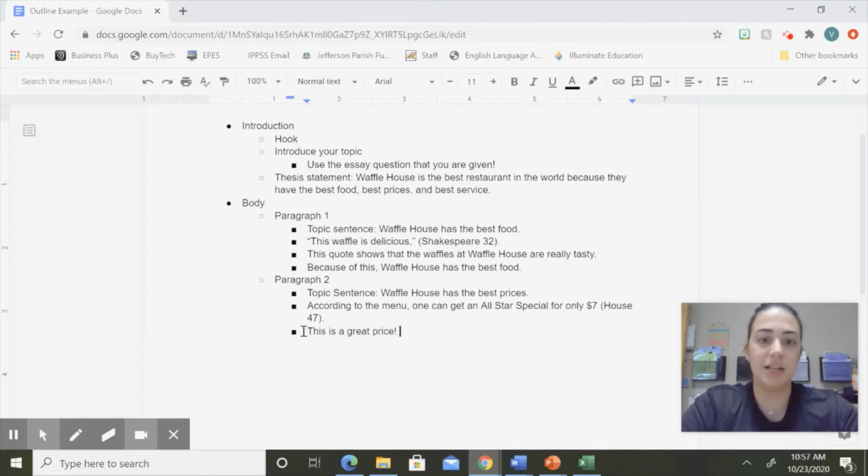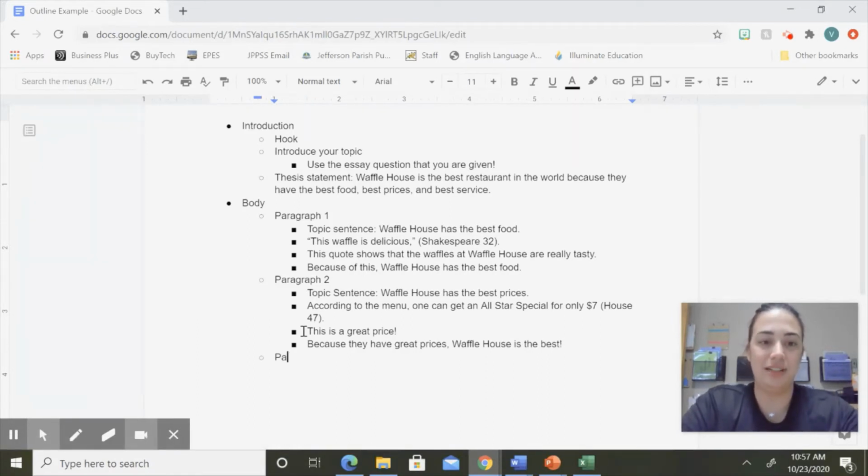And then I could go on to say what this includes, what does the All-Star Special include, and I'm going to argue that that's a great price. But what does that show? Relate it back to your thesis. Because they have great prices, Waffle House is the best.